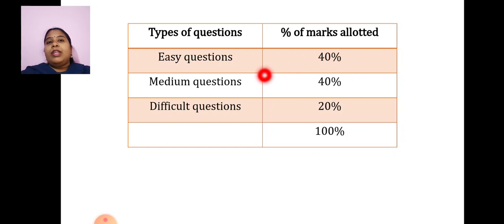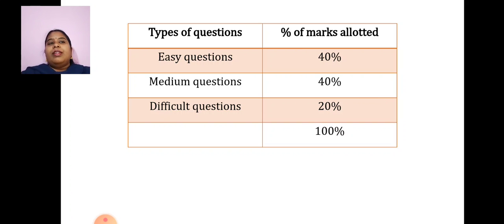I am telling you this according to the total marks, that is 60, which is with option. The paper is of 40, but the total marks of the paper with option will be 60. So 40% means 24 marks. Medium questions also 40% means 24 marks. And difficult questions 20% means 12 marks. So like this, marks will be allotted in the paper. So 24 marks easy questions, 24 marks medium questions, and 12 marks difficult questions. Like this, a total of 60 marks, 60 because it is with option.